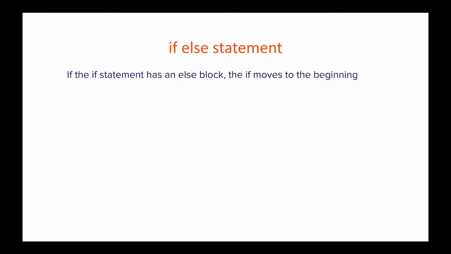If we have an else block, then the if structure with the else block moves to the beginning of the list comprehension. So this is now the new structure: expression 1 if some condition, else expression 2, for item in iterable. Before we had expression for item in iterable if filter or if condition. Now we have our complete if block at the beginning: expression if condition else expression for item in iterable. So it just reverses the order.